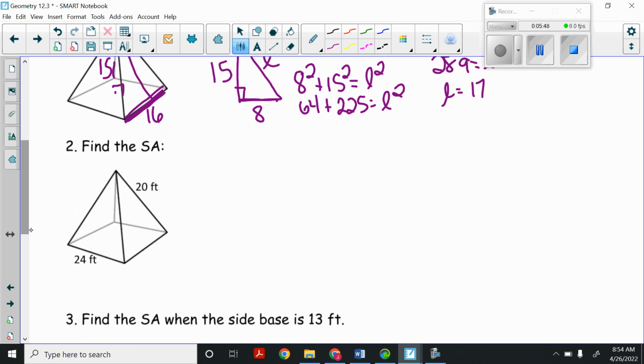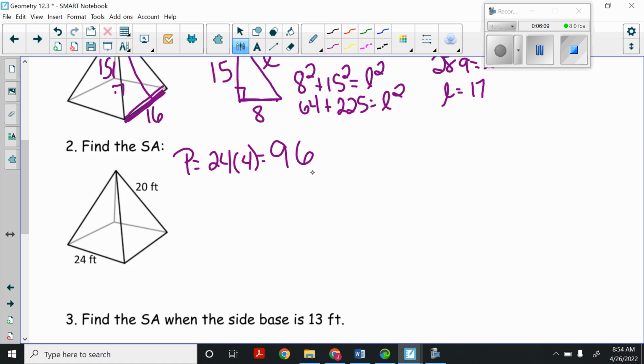So now example number 2, we're going to find the surface area. So first, to find the surface area, I need the lateral area, right? So I need that perimeter. So I know my perimeter is 24 times 4, which is 96.